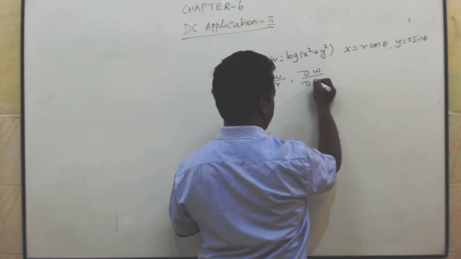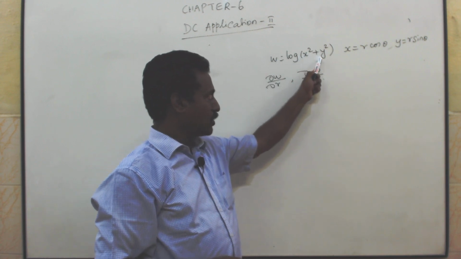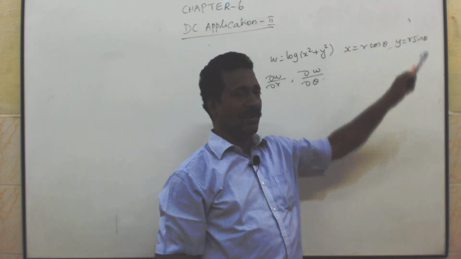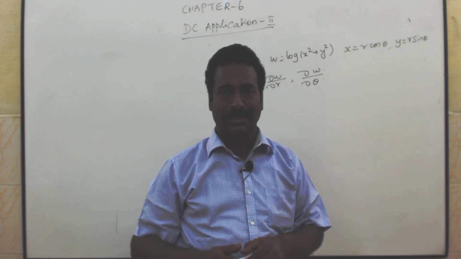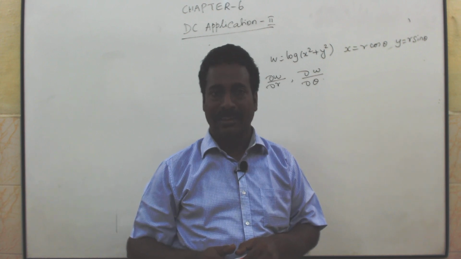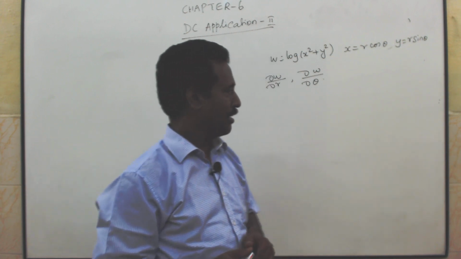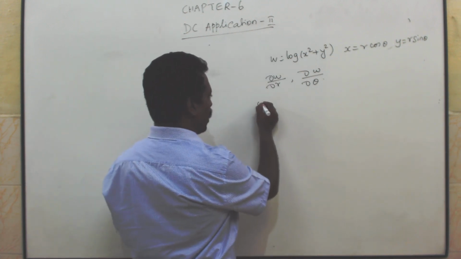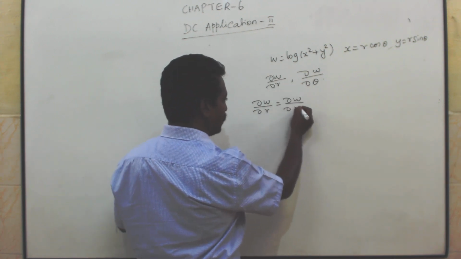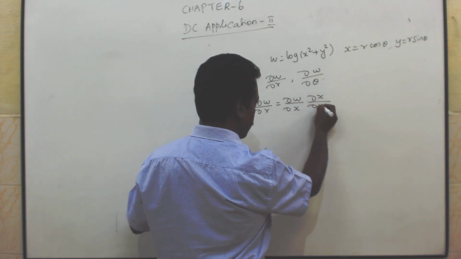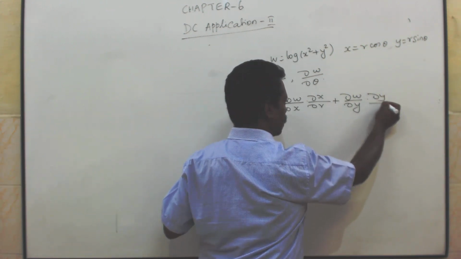In your book they might have given q, change that to theta. Here w is a function of x and y, x is a function of r and theta, y is a function of r and theta. We can't use chain rule for differentiation. We can use chain rule for partial differentiation. So dou w by dou r formula: dou w by dou x into dou x by dou r plus dou w by dou y into dou y by dou r.